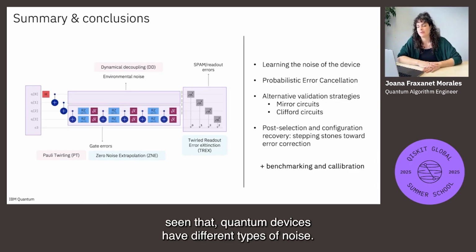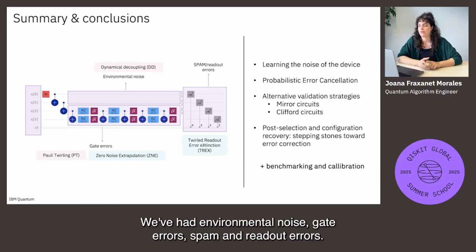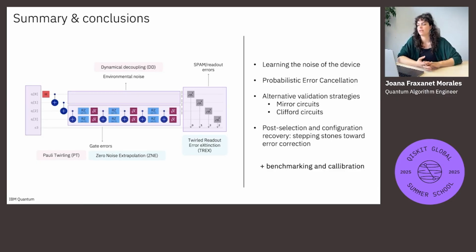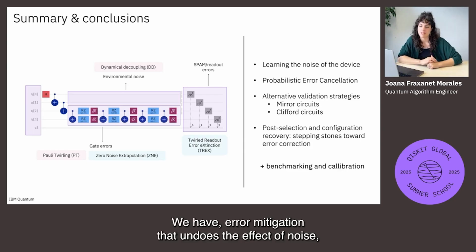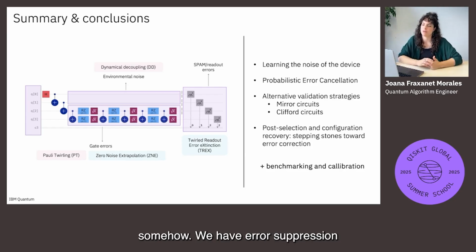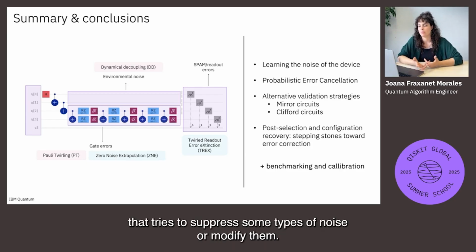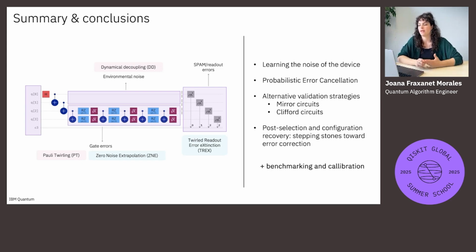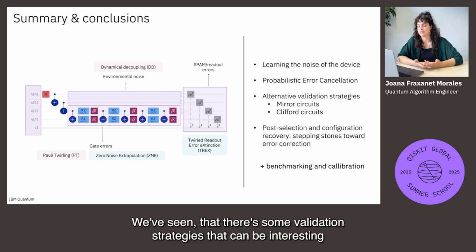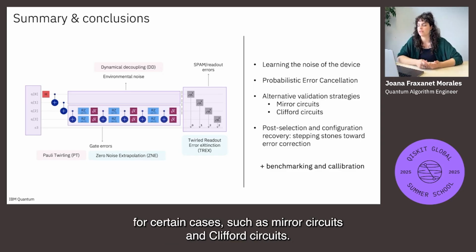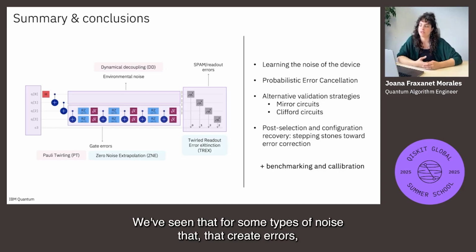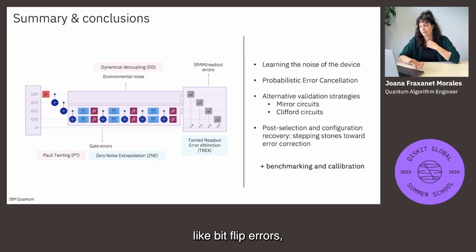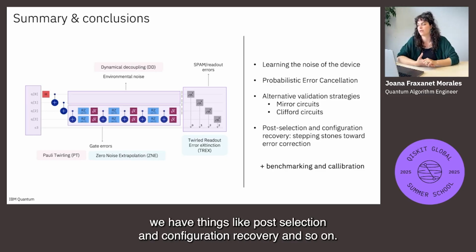As a summary, we've seen that quantum devices have different types of noise. We've had environmental noise, gate errors, SPAM and readout errors. And then we have different techniques to target each type of noise differently. We have error mitigation that undoes the effect of noise somehow. We have error suppression that tries to suppress some types of noise or modify them. We've seen that there are some validation strategies that can be interesting for certain cases, such as mirror circuits and Clifford circuits. We've seen that for some types of noise that create errors like bit flip errors, we have things like post-selection and configuration recovery and so on.